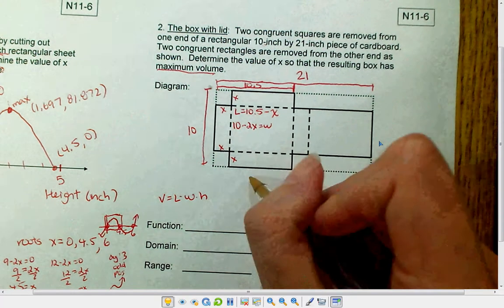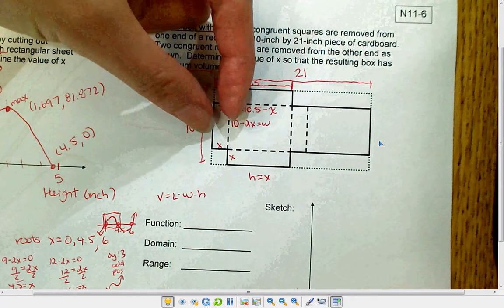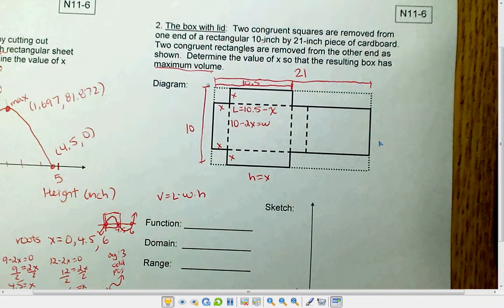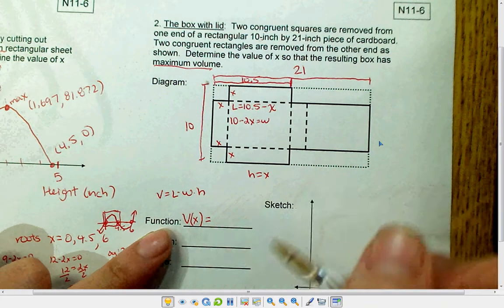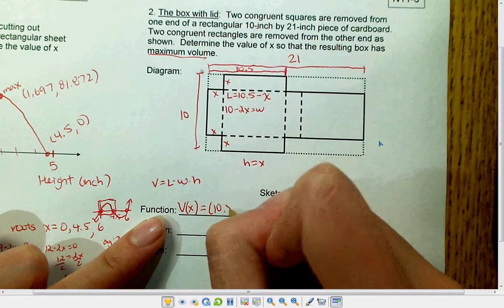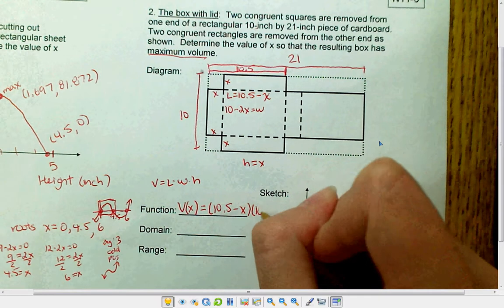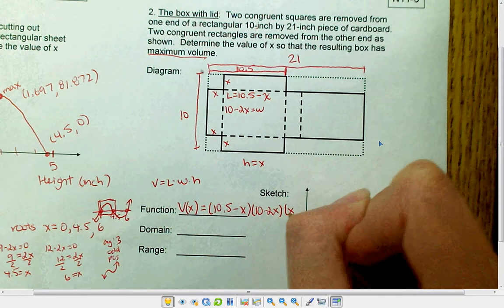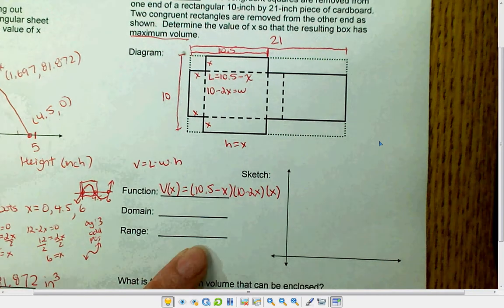And then just like before, my height is still x, because if you fold this up, this is going to be the section that gets folded up, and that's your height. So let's write this as my function. V of x, volume, is equal to length, 10.5 minus x, times width, 10 minus 2x, times height, which is x. There's my equation.